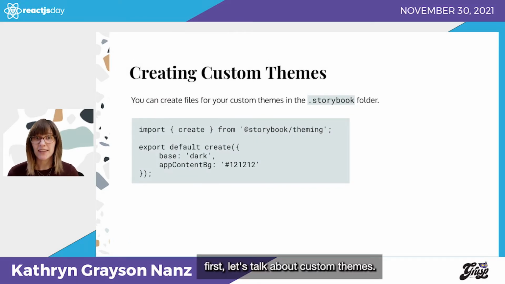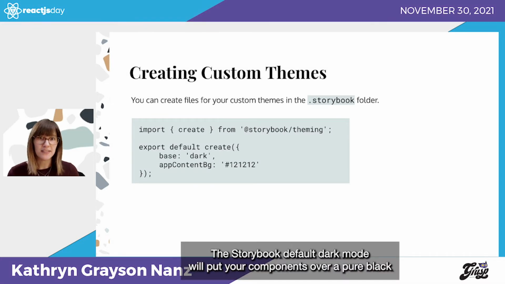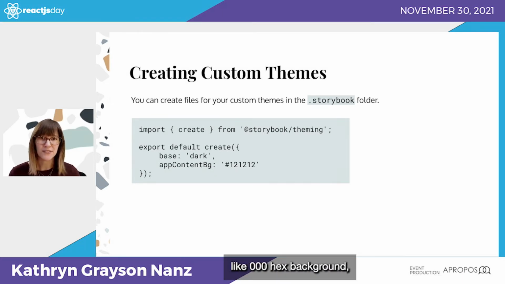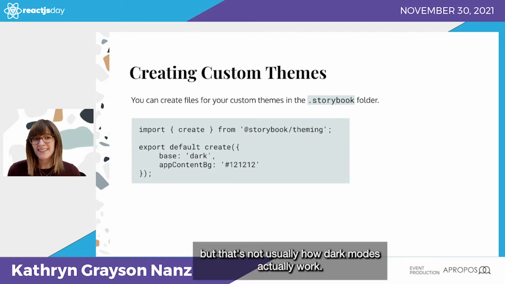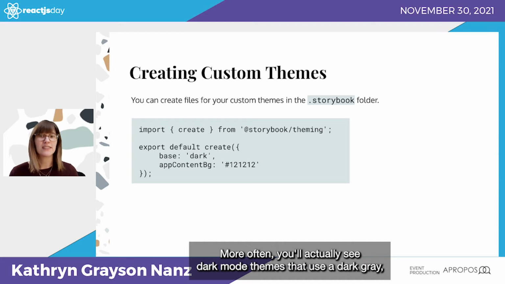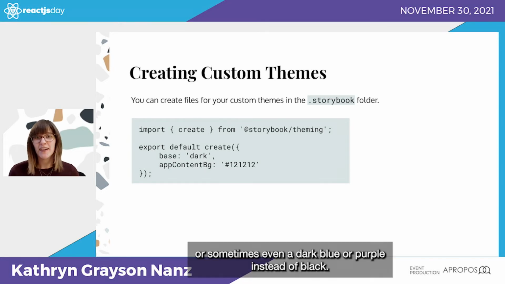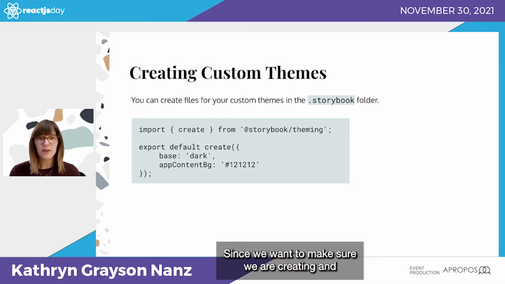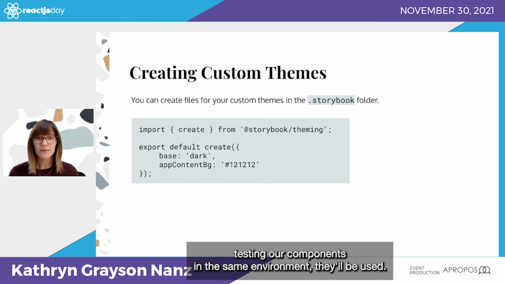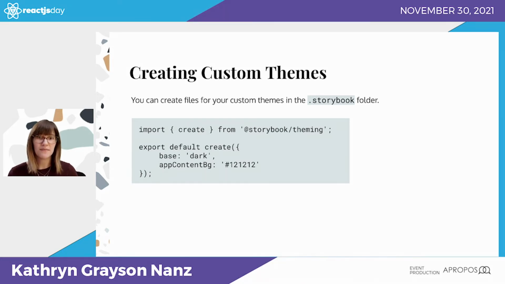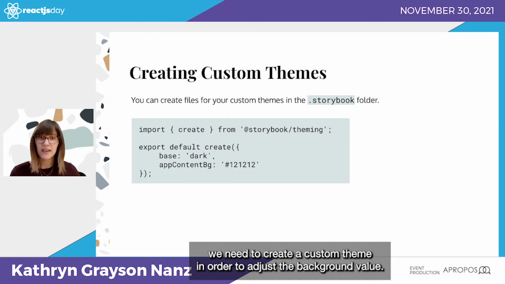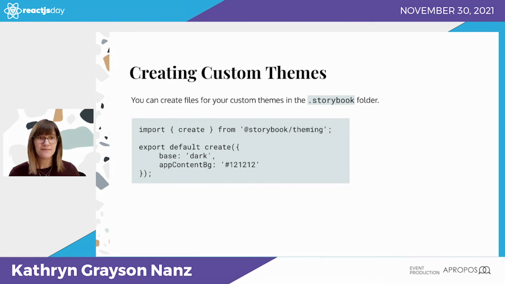First, let's talk about custom themes. The Storybook default dark mode will put your components over a pure black, like 000 hex background. But that's not usually how dark modes actually work. More often, you'll actually see dark mode themes that use a dark gray, or sometimes even a dark blue or purple instead of black. Since we want to make sure we are creating and testing our components in the same environment they'll be used, that means we need to create a custom theme in order to adjust the background value. The good news is, this is easy to do.